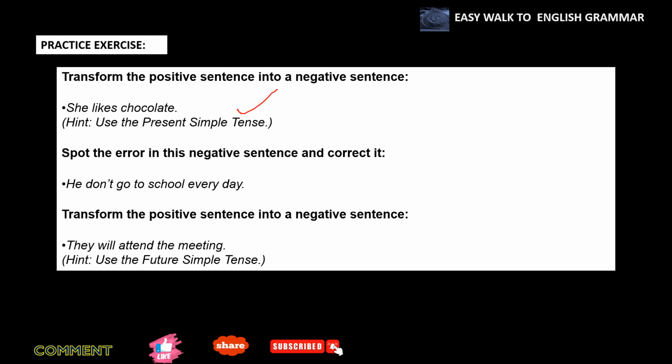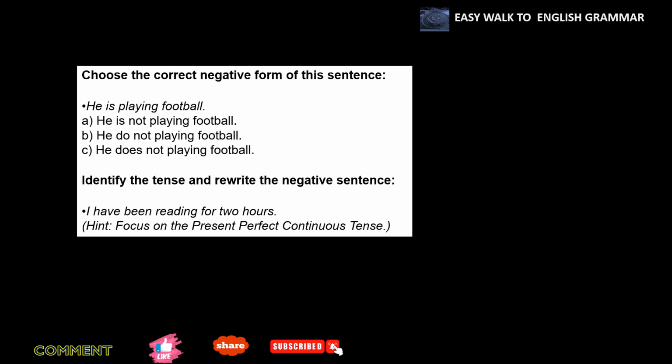Spot the error in this negative sentence and correct it. He don't go to school every day. Transform the positive sentence into a negative sentence. They will attend the meeting. Use the future simple tense. Choose the correct negative form of this sentence. He's playing football. He's not playing football. He do not playing football. He does not playing football are the options.